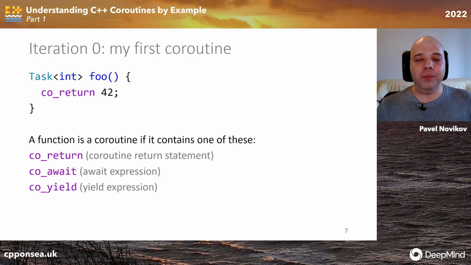Okay, iteration 0, my first coroutine. You can see at the top of the slide a function that has only one statement, co_return, and it is actually a coroutine. Any function that contains one of 3 keywords, co_return, co_await, co_yield, is a coroutine and is handled in a special way.